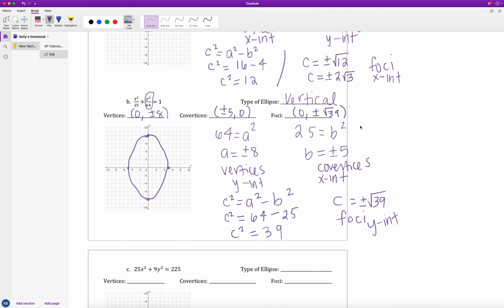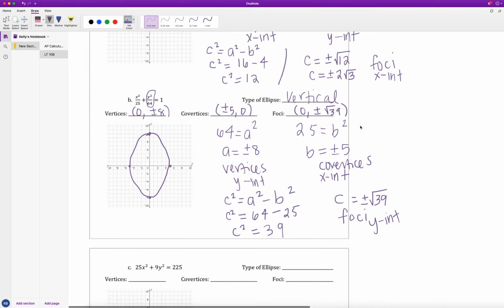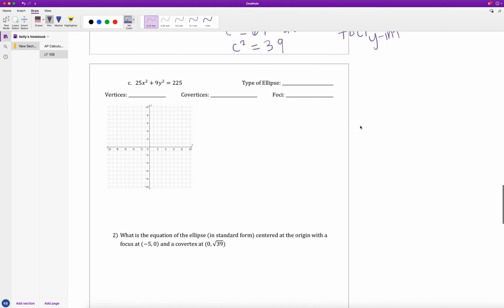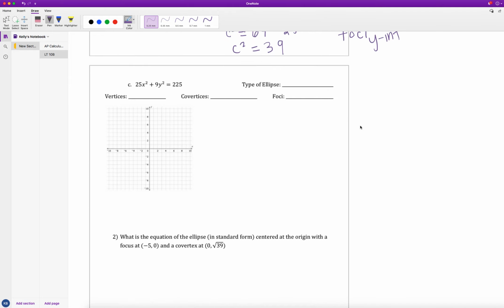Okay, we've got one more graphing example that I want you guys to try first. So why don't you guys try example C real quick?